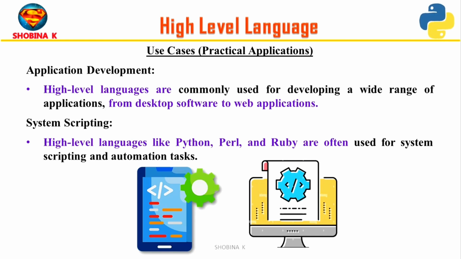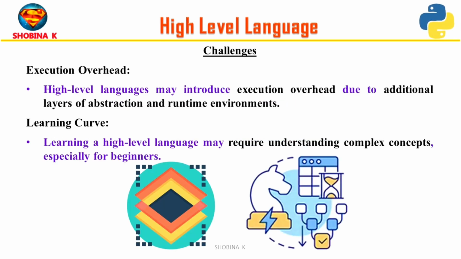First, application development. High-level languages are commonly used for developing a wide range of applications from desktop software to web applications. And thus it provides a productive environment for creating complex and feature-rich applications. And next we have system scripting. High-level languages like Perl, Python, and Ruby are often used for system scripting and automation tasks. So system scripting simplifies and accelerates repetitive tasks in system administration and management.